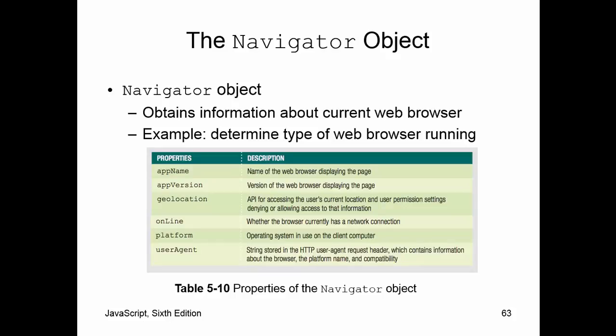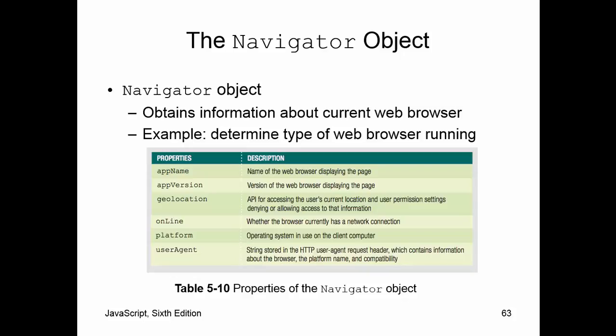The Navigator object, which starts in the middle of page 344, is used to obtain information about the current browser. Some browsers support unique methods and properties of the Navigator object that cannot be used with other browsers. The major properties are shown right here.